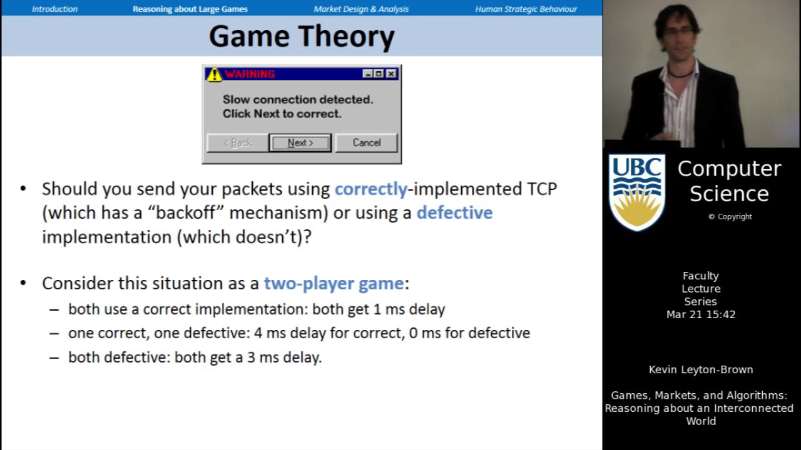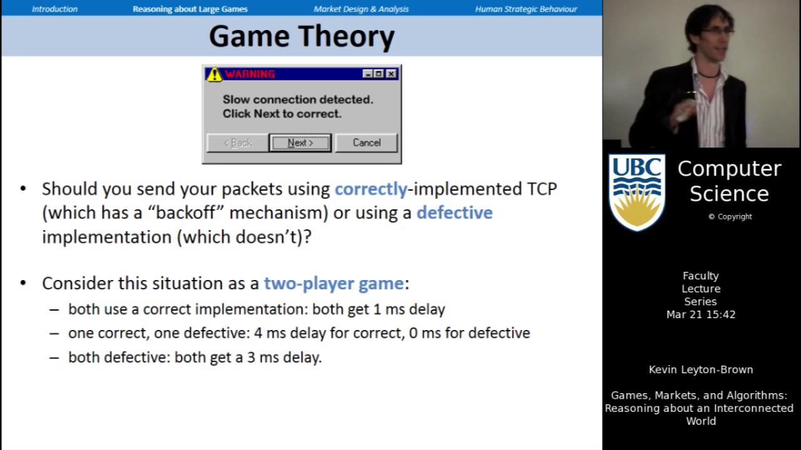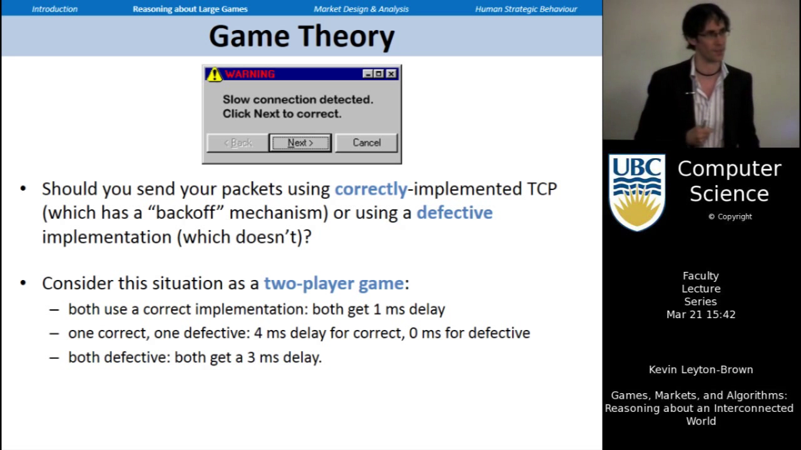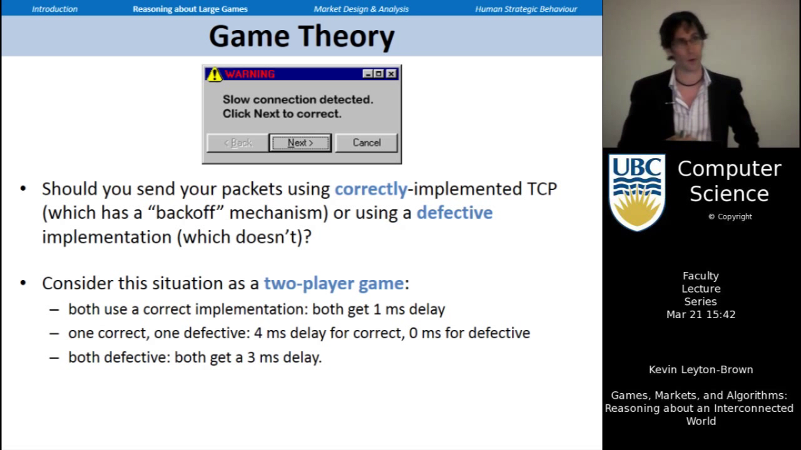So if we want to reason about whether this is a good idea for you to do, we might model this situation as a game. I'm going to model it here as a 2-player game, but this limitation to 2 players isn't particularly important. It scales up to larger games. I need to put some numbers to it if I want to call it a game.